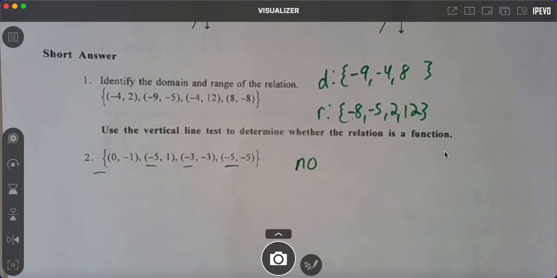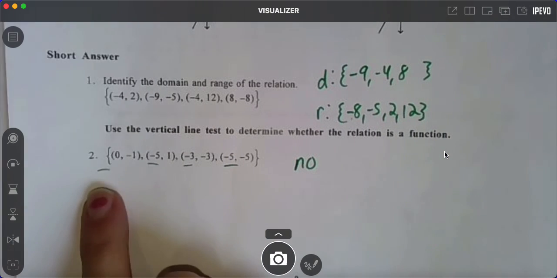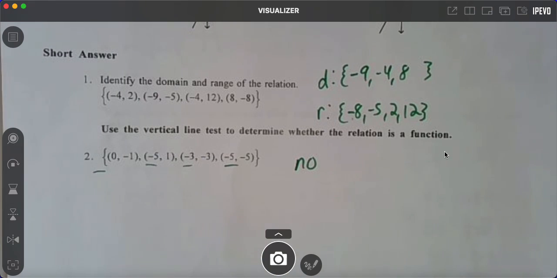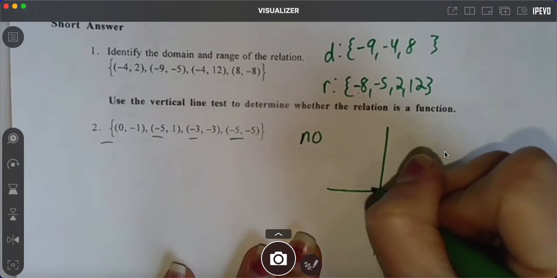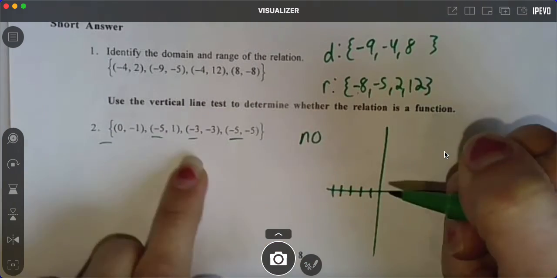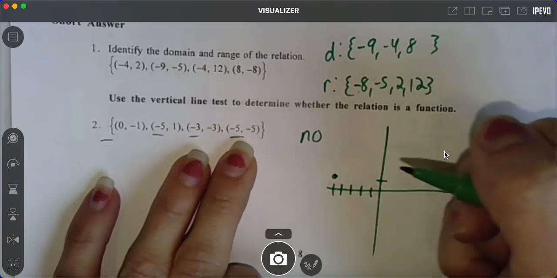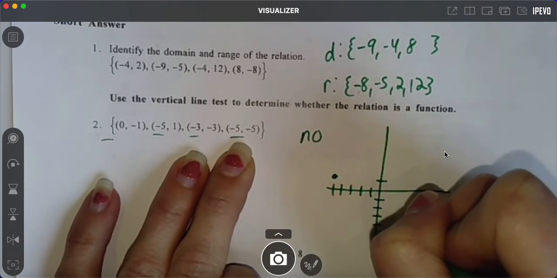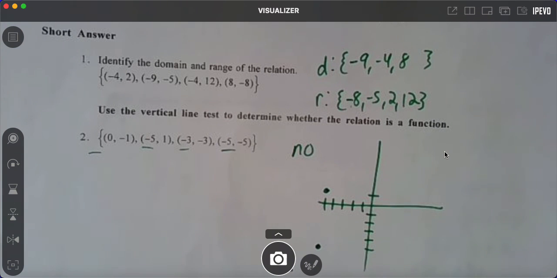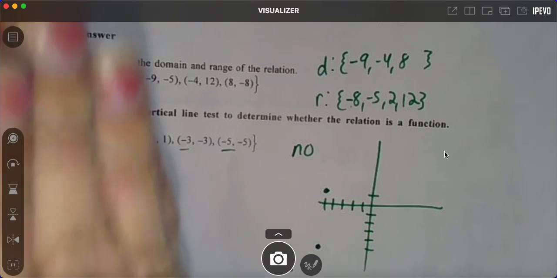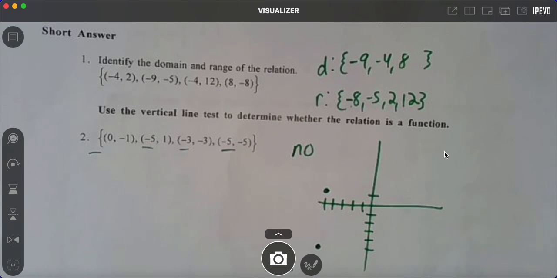Your x values cannot repeat. If they overlap, it's not a function. Basically, if I was to graph that, I would go over to -5 and up 1, and this one says over -5 and down 5. Would that pass the vertical line test? No. So you could graph it as well and see, oh, a vertical line would go through 2 points. It doesn't pass the vertical line test. Yeah, all you have to do is just put no.